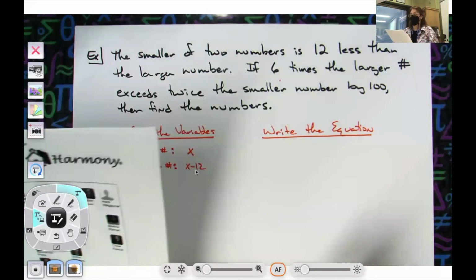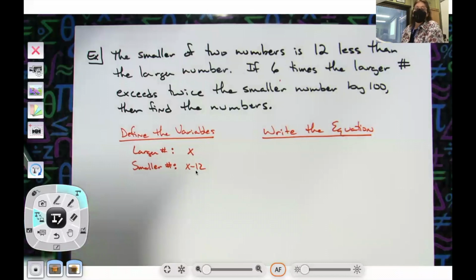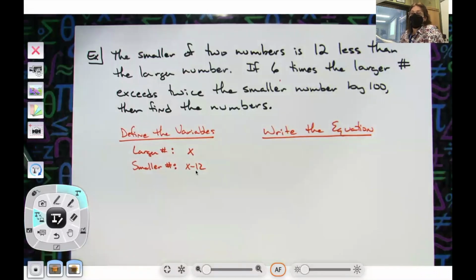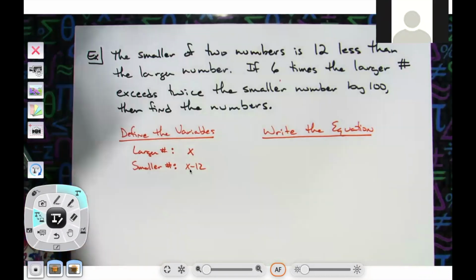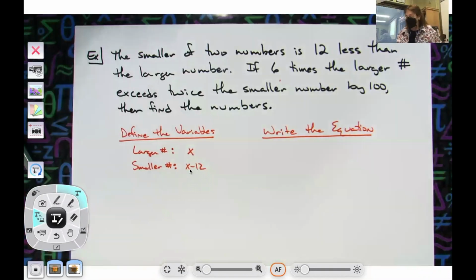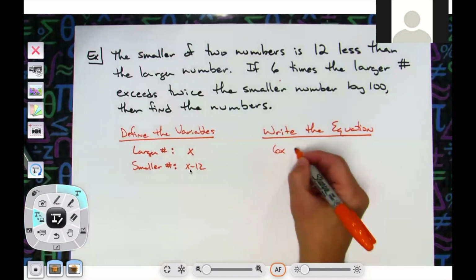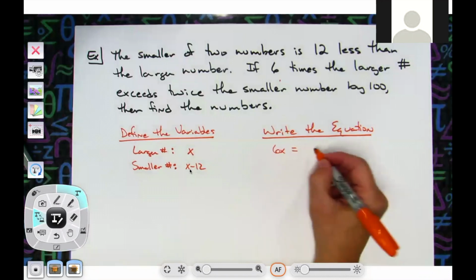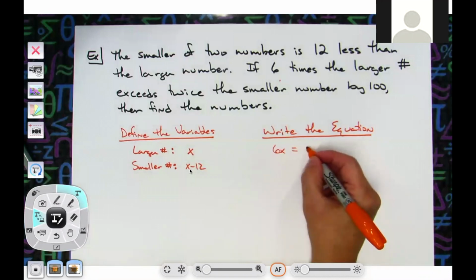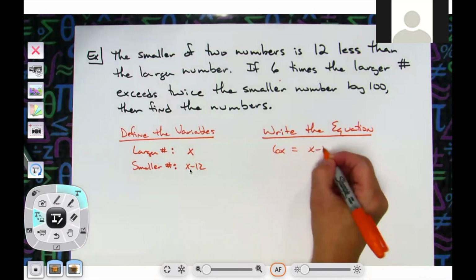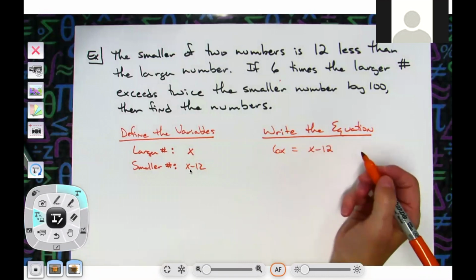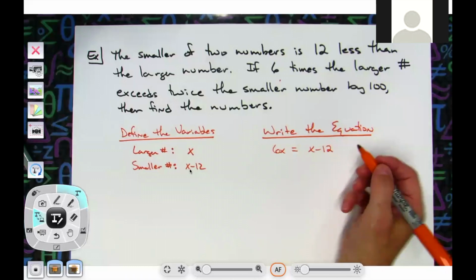Watch this. Hey, Jackson, you out there? Sitting at home? Wide awake? Falling asleep? I'm here. Oh, good. Okay, tell me what you wrote for your equation. 6x equals x minus 12 plus 100.